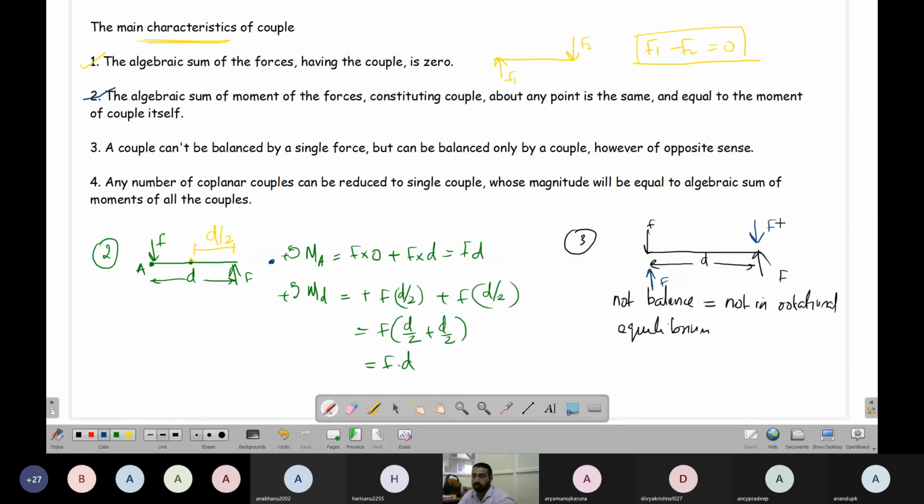That is the concept. You can change the value of the force and apply it here also, or at some other point. That will come later, when I talk about forces. Now the fourth characteristic: any number of coplanar couples can be reduced to a single couple whose magnitude will be equal to the algebraic sum of the moments of all couples. So this also I will explain.